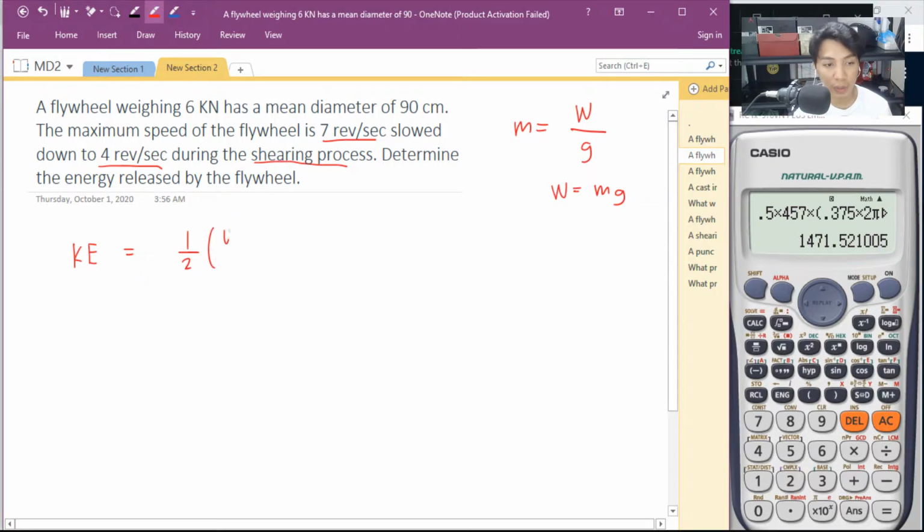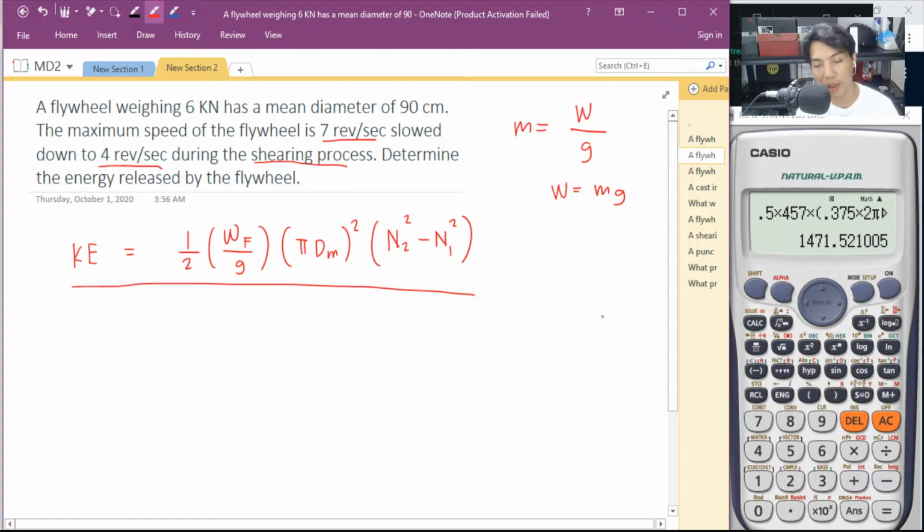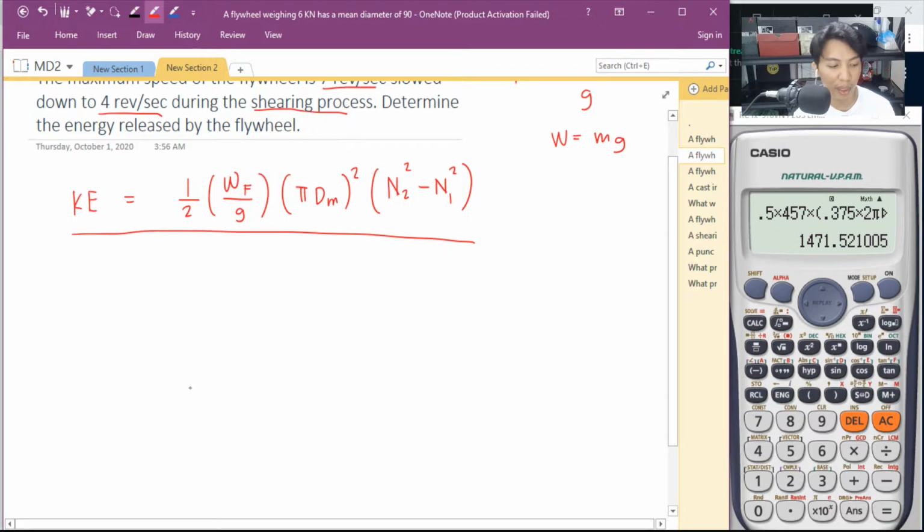So, that is weight ng flywheel divided by g, multiplied to pi d m squared multiplied to n2 minus n1, square natin parehas. Okay, we have the formula for the flywheel. Now, we can use this formula.